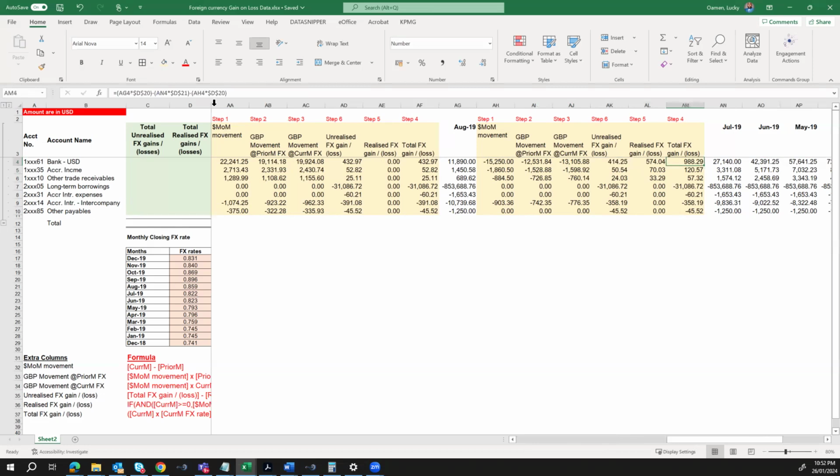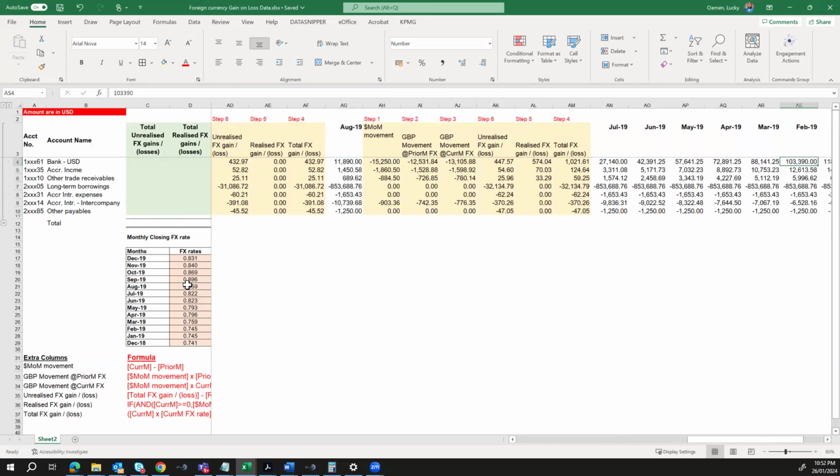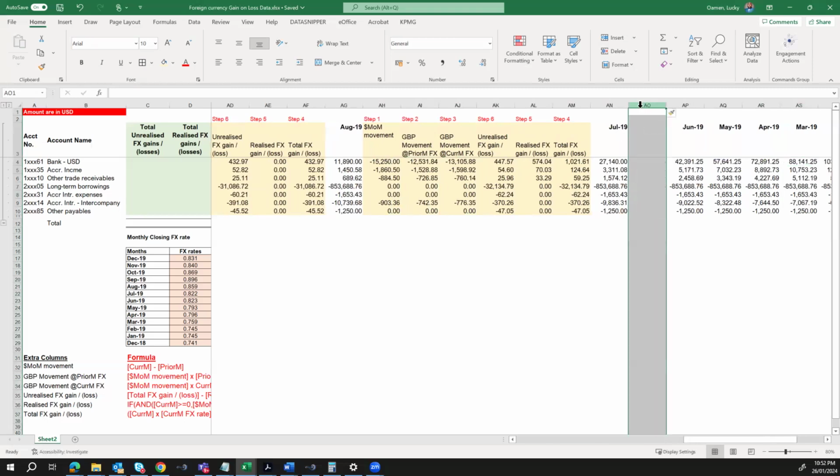Adjust step 4 based on the rates that have been picked. So August rate becomes July rate, and September rate becomes August rate. Press the enter key and I'll drag down. I'll do a similar thing for July and June also.